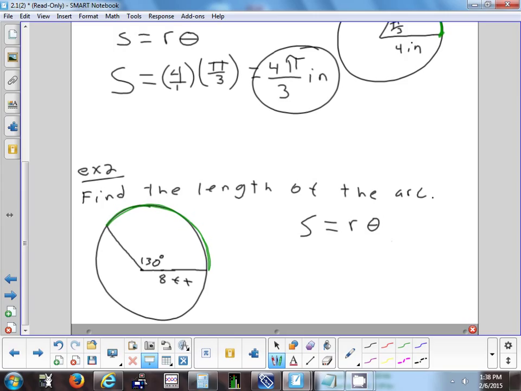What do I have to do with 130 degrees? Yep, that's going to change it to radians. Good. So degrees cancels out. What I'll do also is divide top and bottom by 10. That's as much as I can reduce it. It's 13 times pi over 18. Leave it just like that, 13 pi over 18.